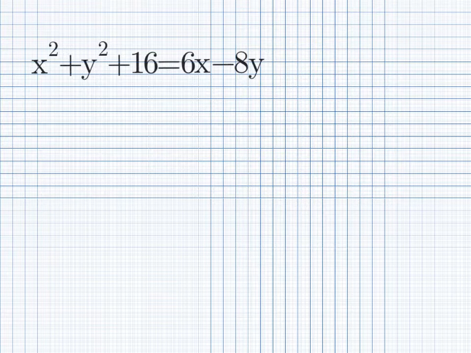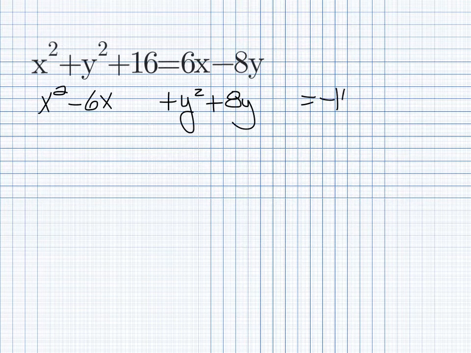We need to collect together x terms and y terms and move constant terms to the opposite side of the equation. So let's write this as x squared subtract 6x plus y squared plus 8y is equal to negative 16. Next, we need to complete the square in x. So we'll look at the value in front of the x term, minus 6. We'll cut it in half, minus 3, and square it, plus 9. So we add 9 to both sides of our equation.